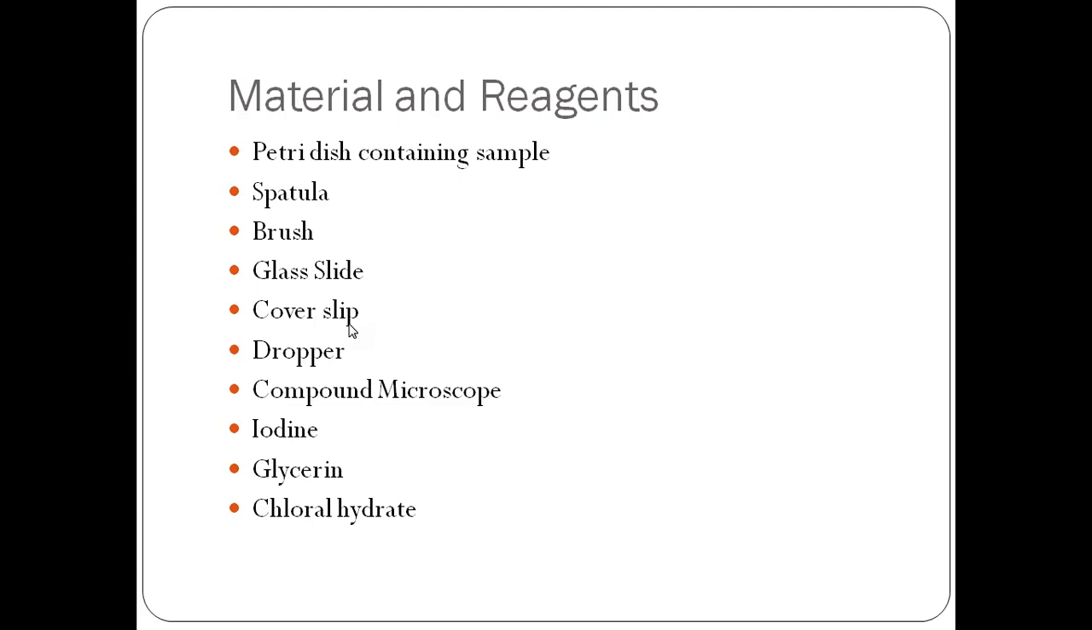Then of course a compound microscope, in which we will observe the microscopic characters of the coriander. Now iodine, glycerin and chloral hydrate. These are the three main reagents that are used to make three different slides of coriander. First slide will be made with iodine, the second slide with glycerin, and the third one with chloral hydrate. Now these are all the materials and reagents that were required.